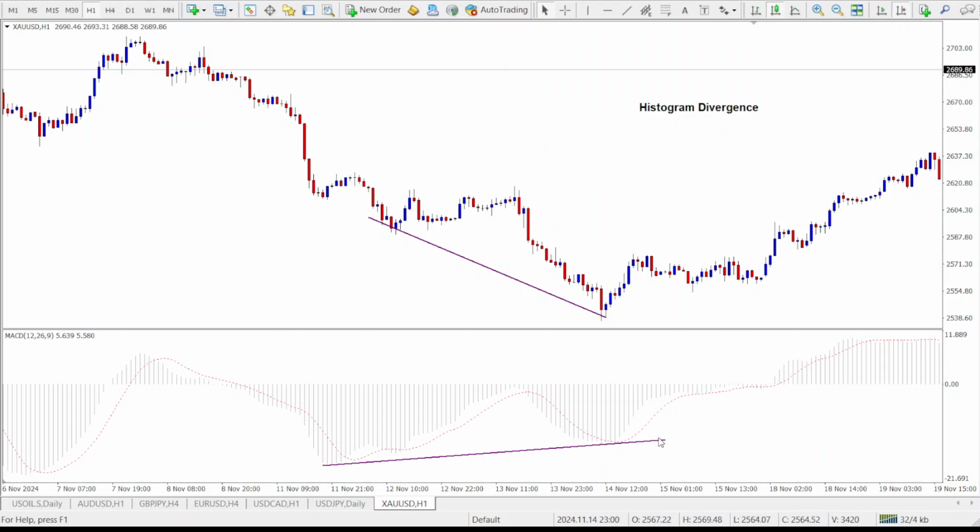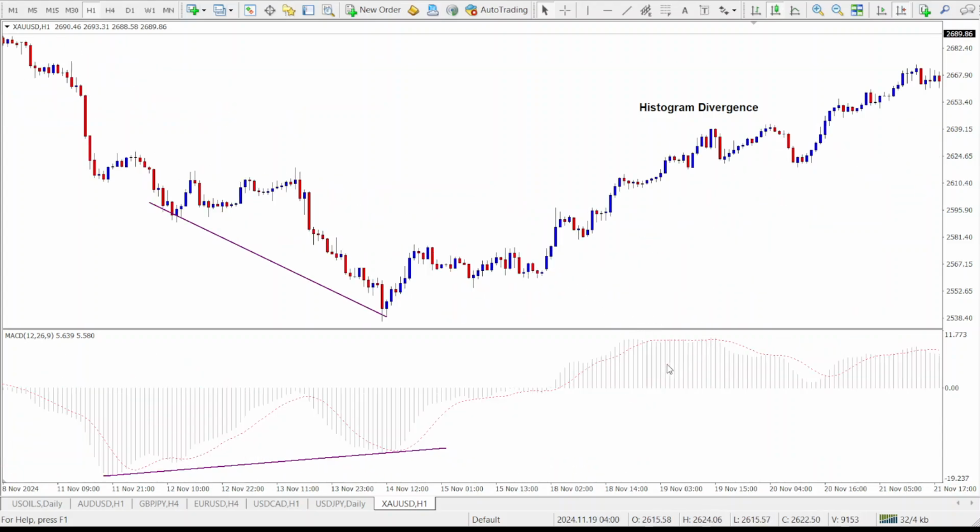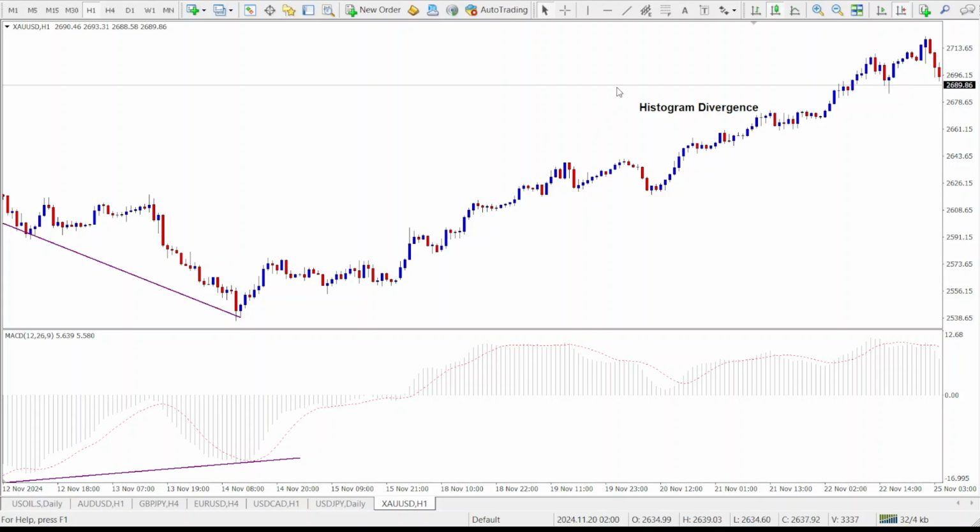So in simple terms, when the price appears to be in a downtrend, the histogram is telling you that bearish momentum is weakening. This could signal a potential reversal to the upside, and we can see that shortly afterwards we actually had a reversal to the upside. So basically that is it.